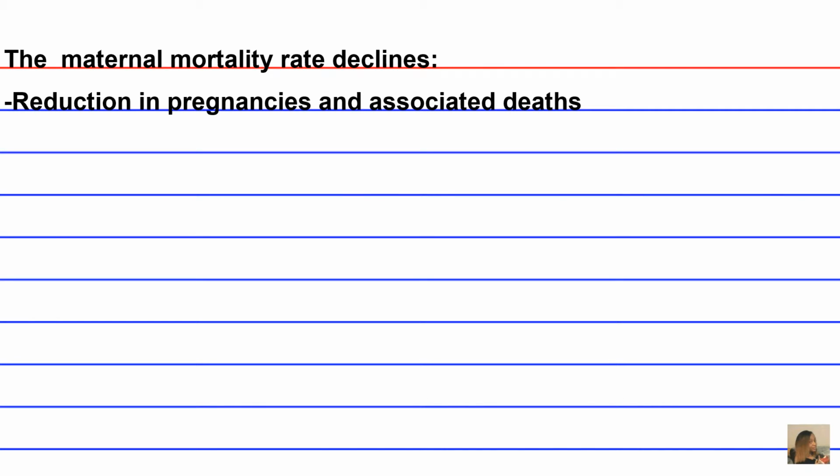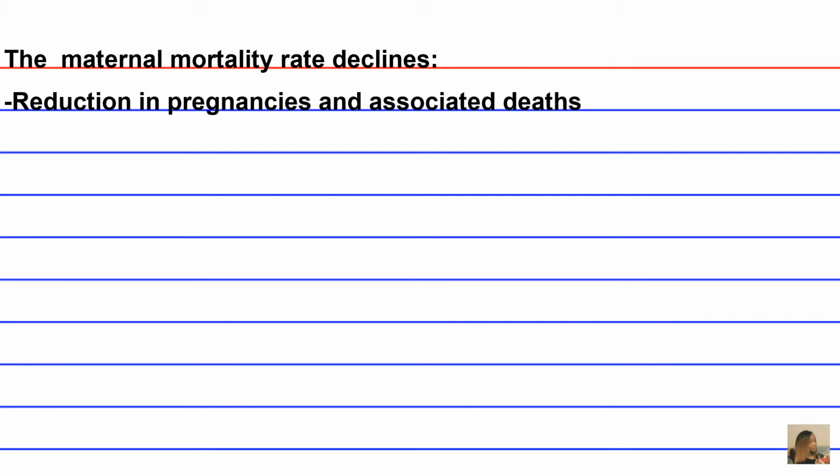All right, so as expected, the maternal mortality rate is going to decline. And again, because women are being educated, they realize there's an opportunity cost in pursuing a career versus having children. So, one of the main reasons for an overall decline in the mortality rate is because people are just not having babies, okay? So, there's a reduction in pregnancies. Thus, there's going to be a reduction in associated deaths if the event of birthing never occurs to begin with.